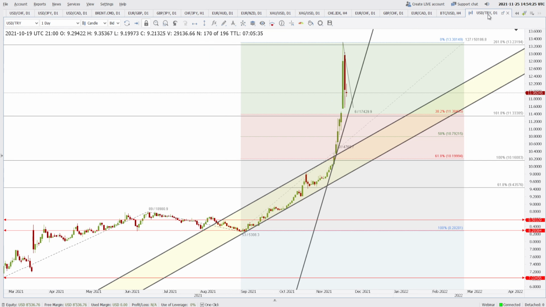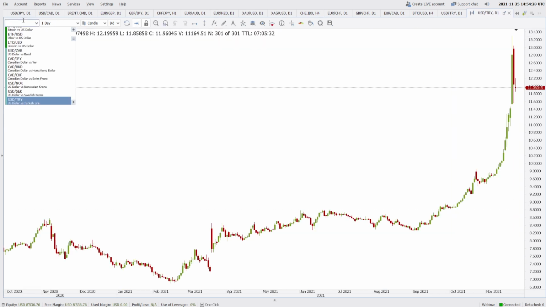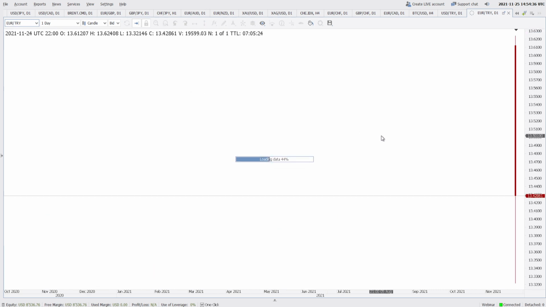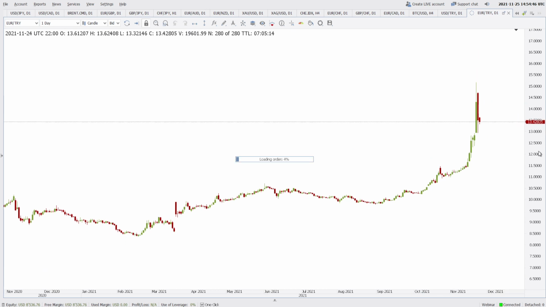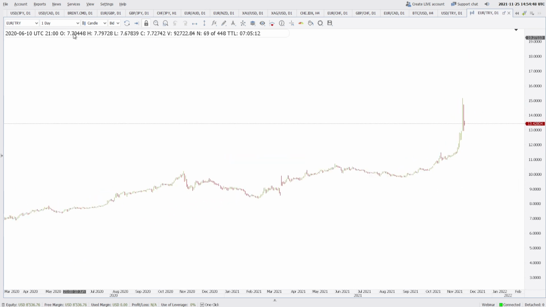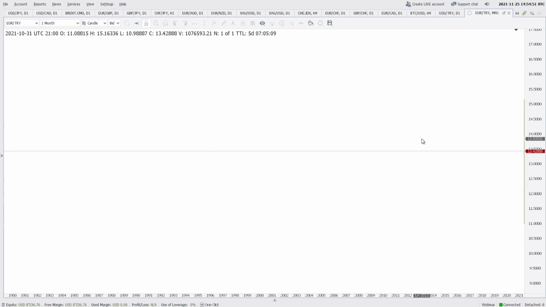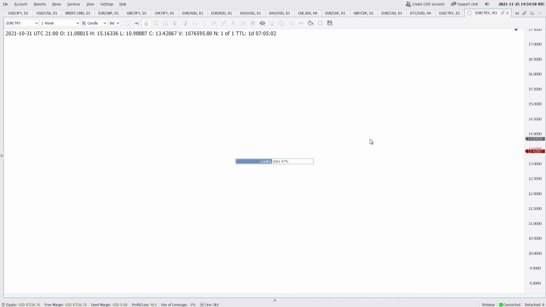So this is US dollar. I think Euro TRY is also what you want to see. Euro TRY is nice. I exited at 15. Okay, my friends, this is Euro TRY. Let me show you the monthly chart. I don't think that monthly is going to be that good, but weekly can be a good data.